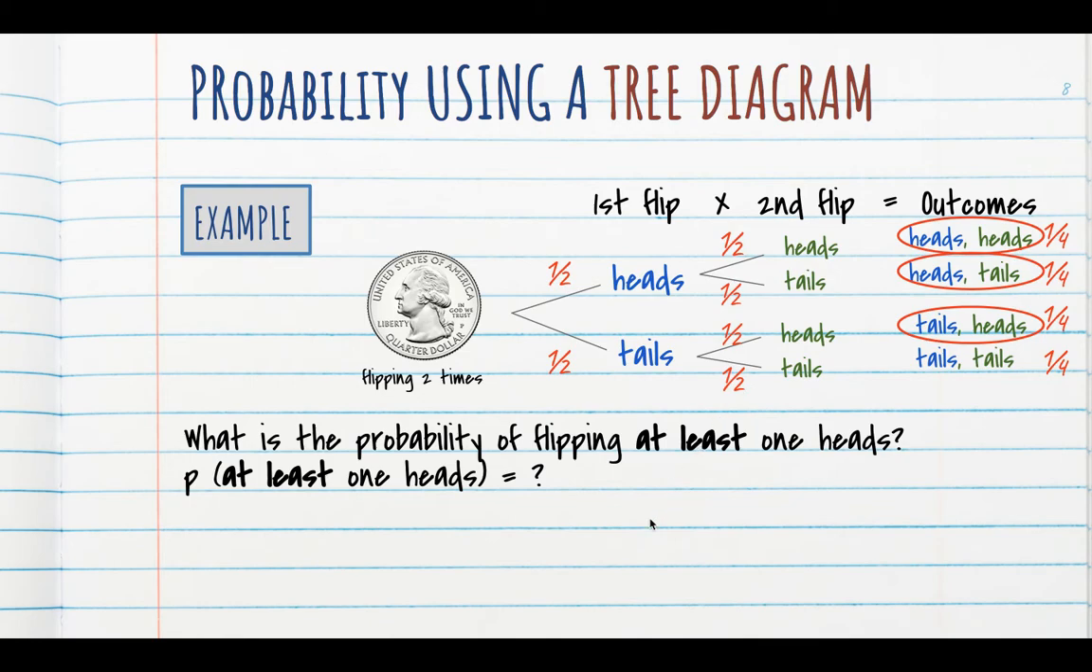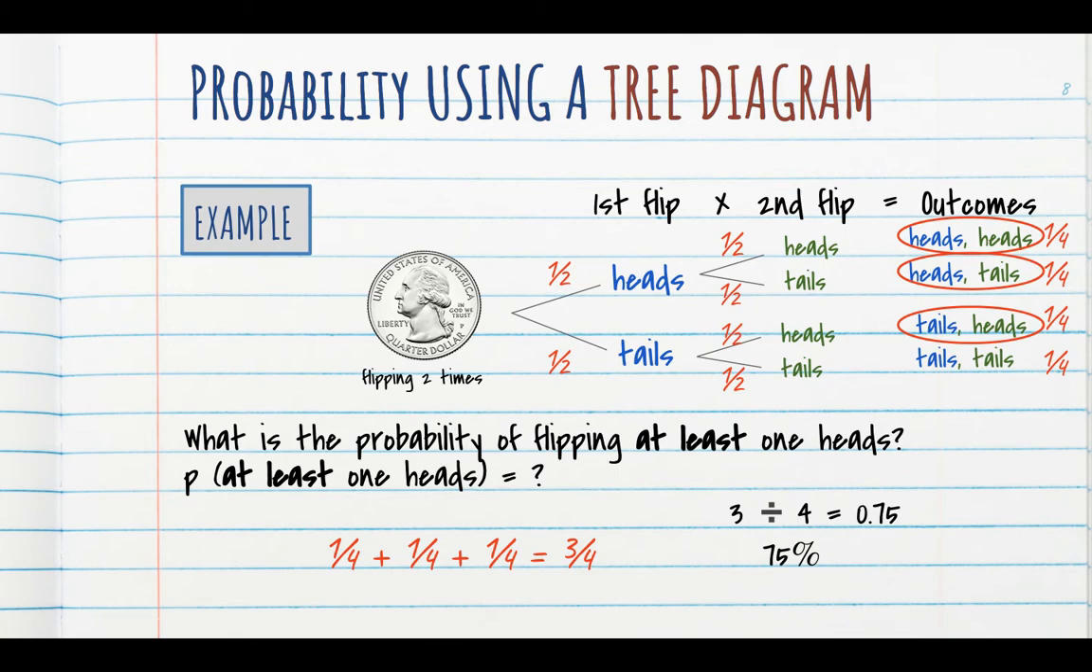To finally calculate the probability, I just need to add the fractions, or the probabilities, of each of those favorable outcomes. 1/4 plus 1/4 plus 1/4 is 3/4. I have a 3 out of 4 chance of flipping a coin twice and getting at least 1 heads. Changing that to a decimal, I have 75 hundredths, or 75%. So I have a pretty likely chance of getting at least 1 heads if I were to flip a coin 2 times.